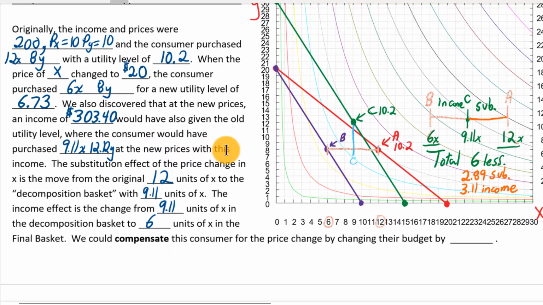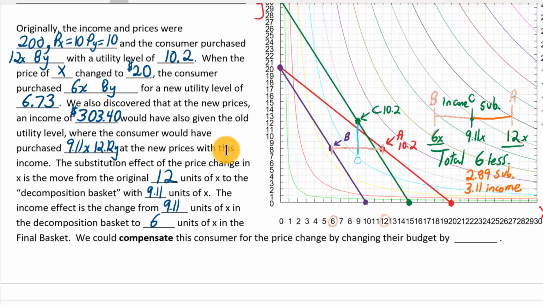And finally, we learned we could compensate this consumer for the price change by changing their budget by how much. In other words, this last question is saying, how much money would the king have to give this person to get them back to their old utility level? This is what we call the compensating variation. Compensating variation is how much money you would need to give someone to get them back to the old utility level.